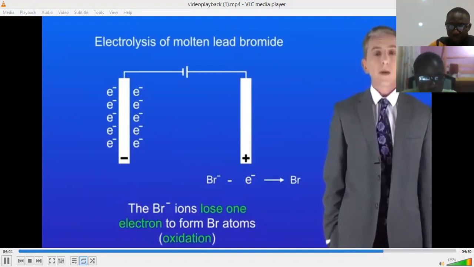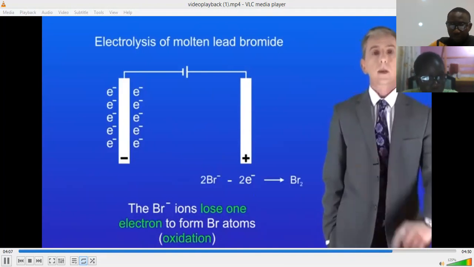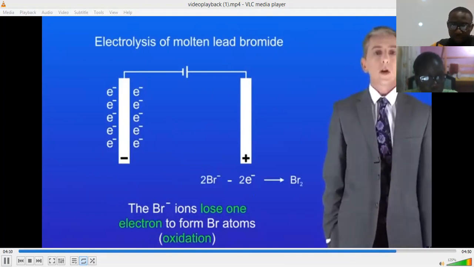Now I should point out that bromine atoms pair to form a bromine molecule, so we usually show the reaction like this. In the next video, we're going to look at how we can use electrolysis to extract reactive metals such as aluminium.